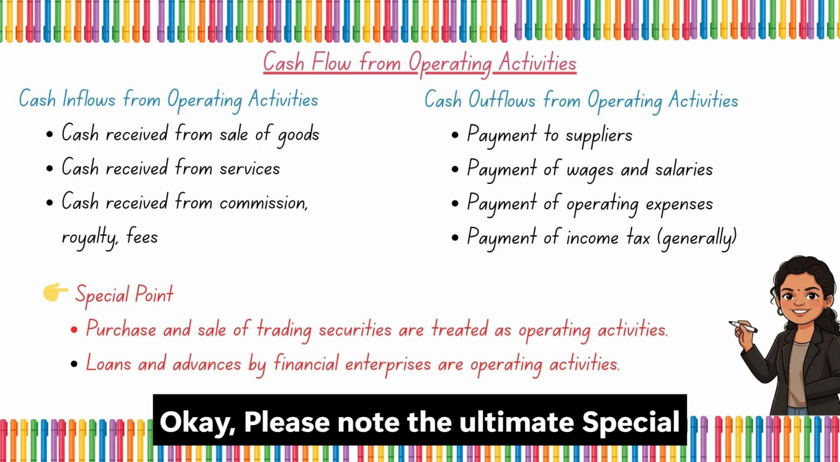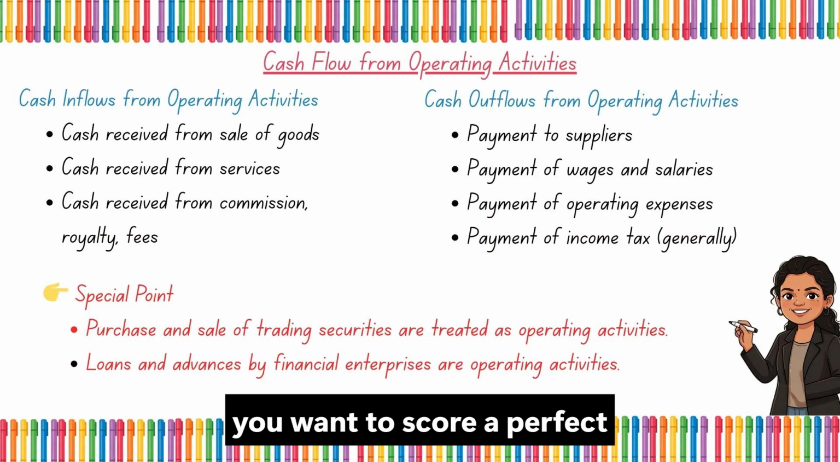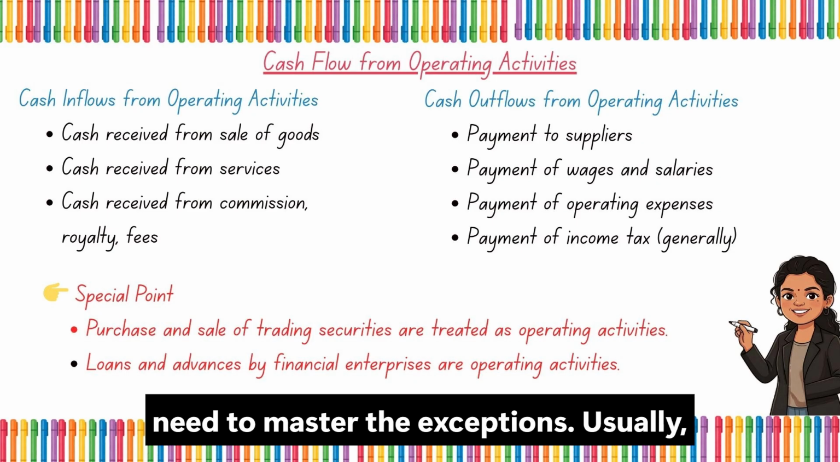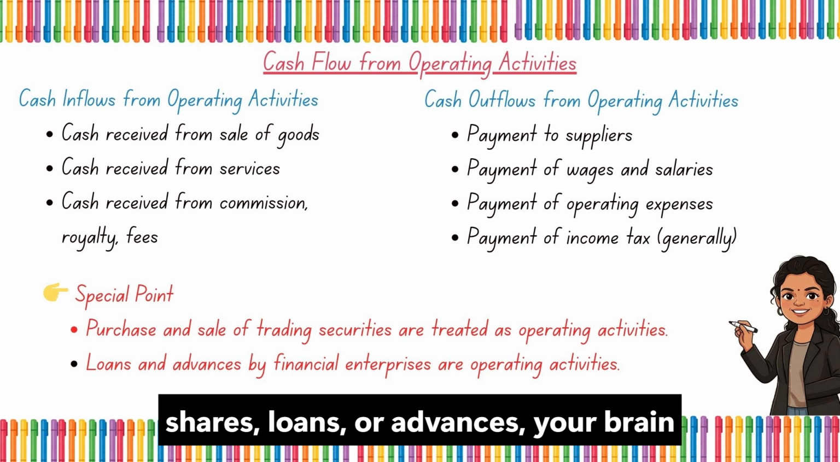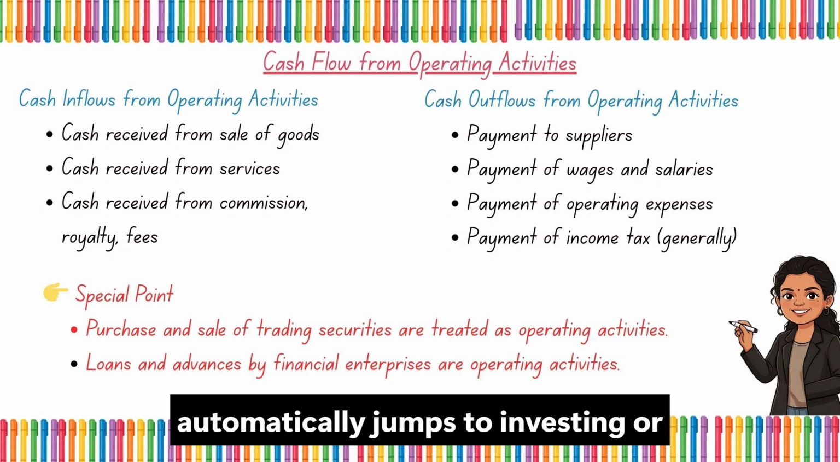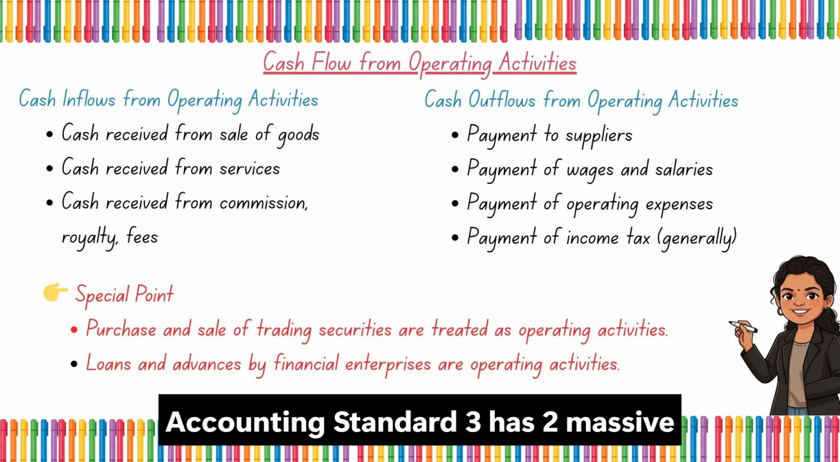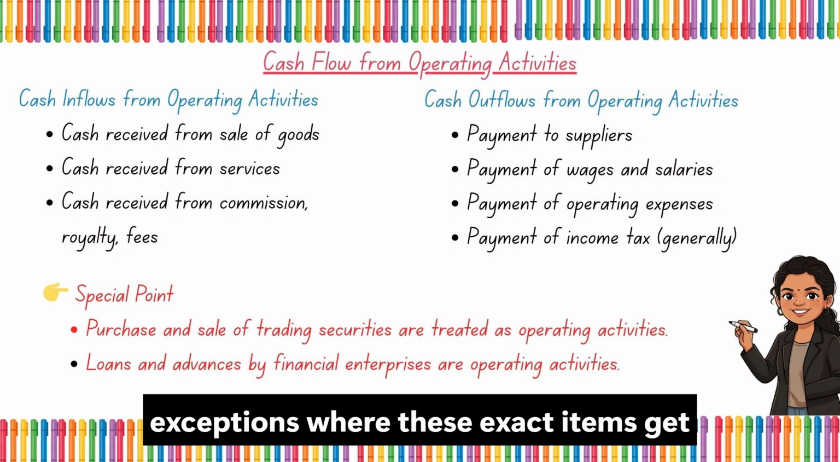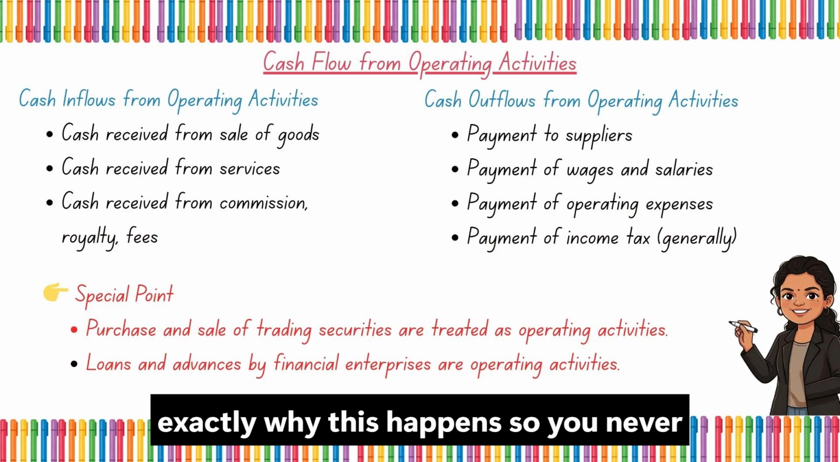Okay, please note the ultimate, special points section of this chapter. If you want to score a perfect 100 in your board exams, you need to master the exceptions. Usually, when you hear words like securities, shares, loans, or advances, your brain automatically jumps to investing or financing activities, right? But Accounting Standard 3 has 2 massive exceptions where these exact items get dragged right back into the operating activities bucket. Let's break down exactly why this happens so you never have to memorize it.